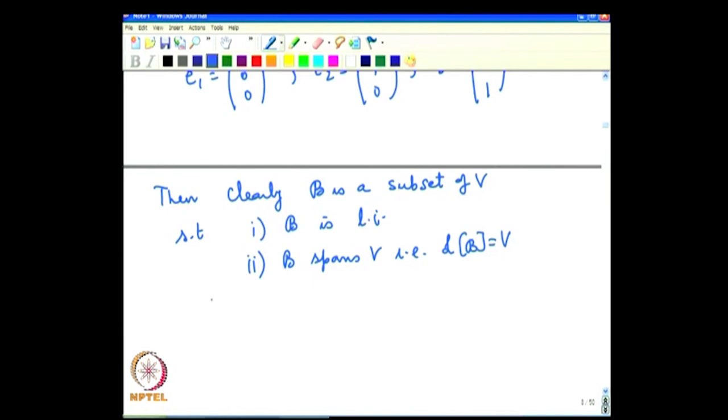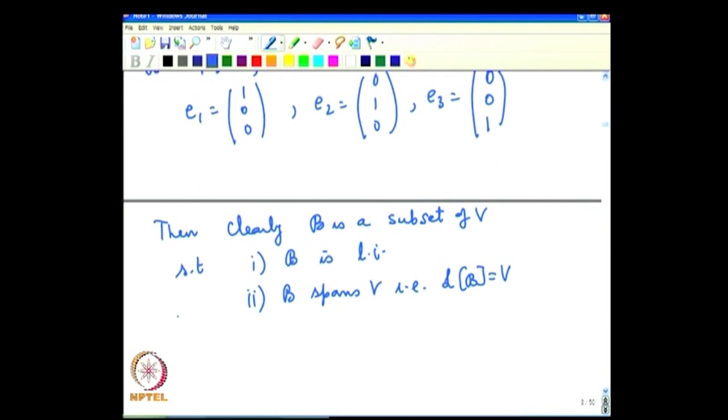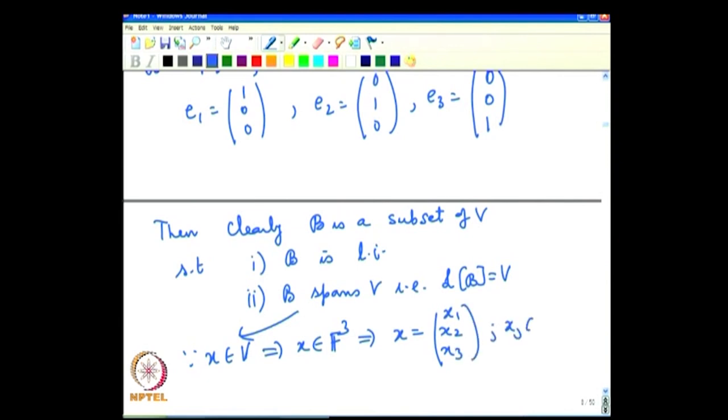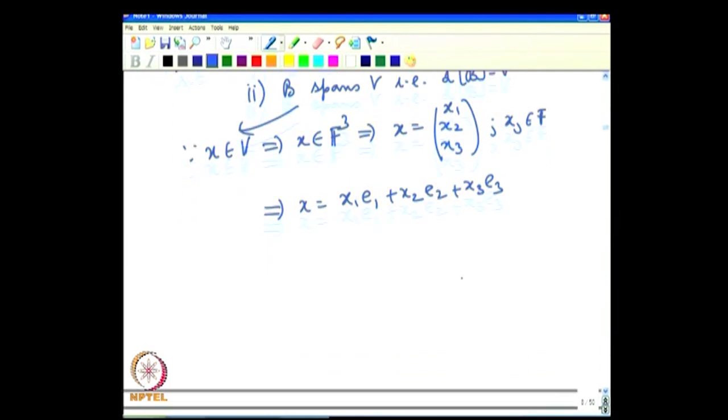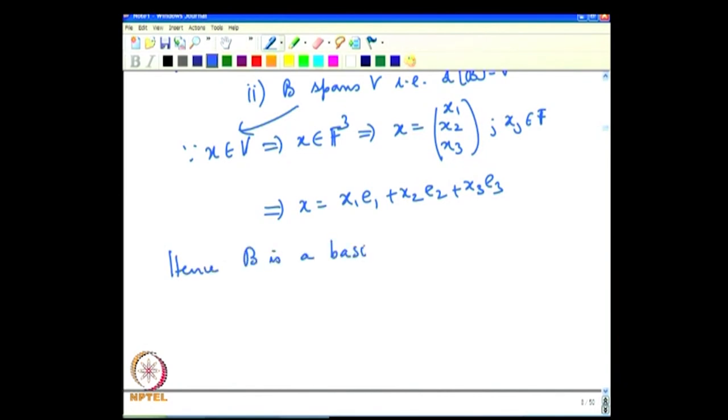Why is L(B) equal to V? Because if x belongs to V, then x belongs to F3, because our V is now F3, which means x is of the form x1, x2, x3, where these xj's are in F. This means x can be written as x1 e1 plus x2 e2 plus x3 e3, which means x is a linear combination of e1, e2, e3, and therefore, every vector is a linear combination of B vectors, and B is already linearly independent. Hence, B is a basis for F3.